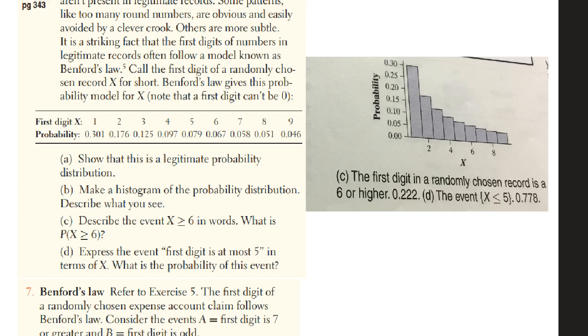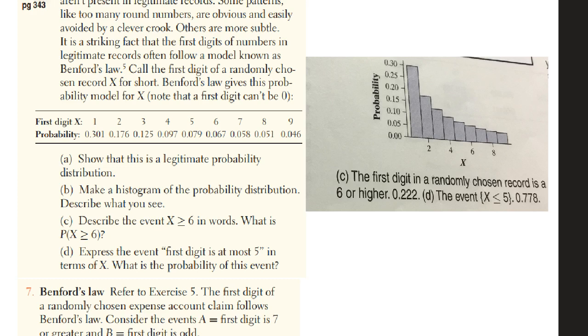Describe this in words. This is the probability that the first digit, actually not the probability, just simply the first digit is a 6 or higher, or at least a 6. What is the probability? 0.22. That's just take this plus this plus this plus this. Express at most 5. Okay, a little bit tricky. That means less than or equal to 5. Could be 5.